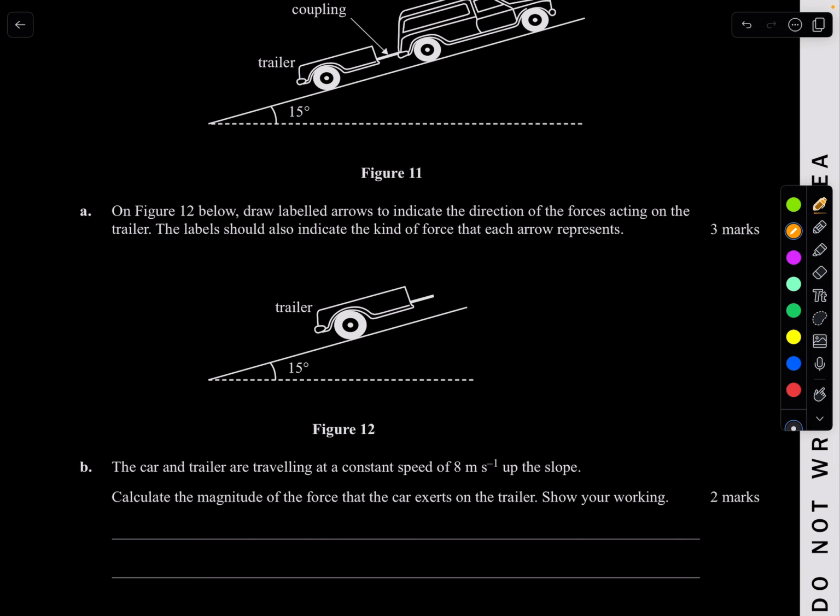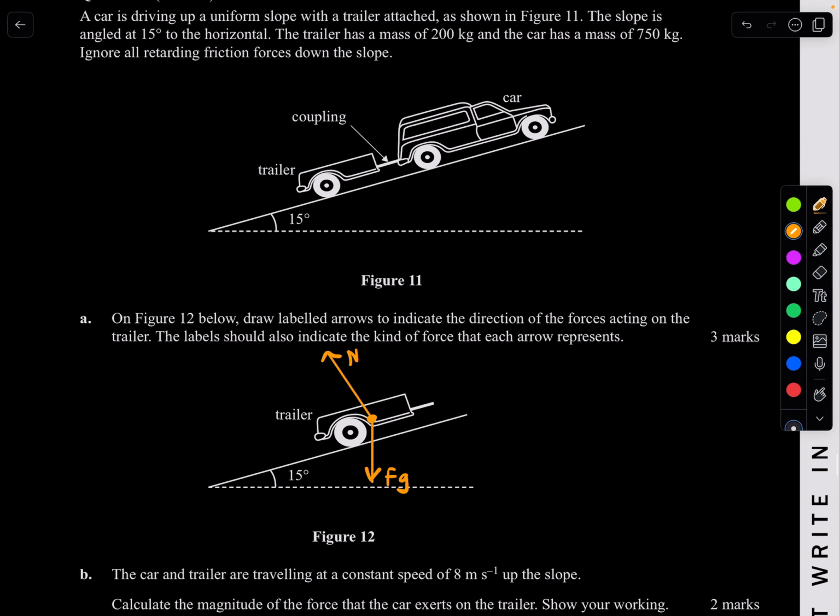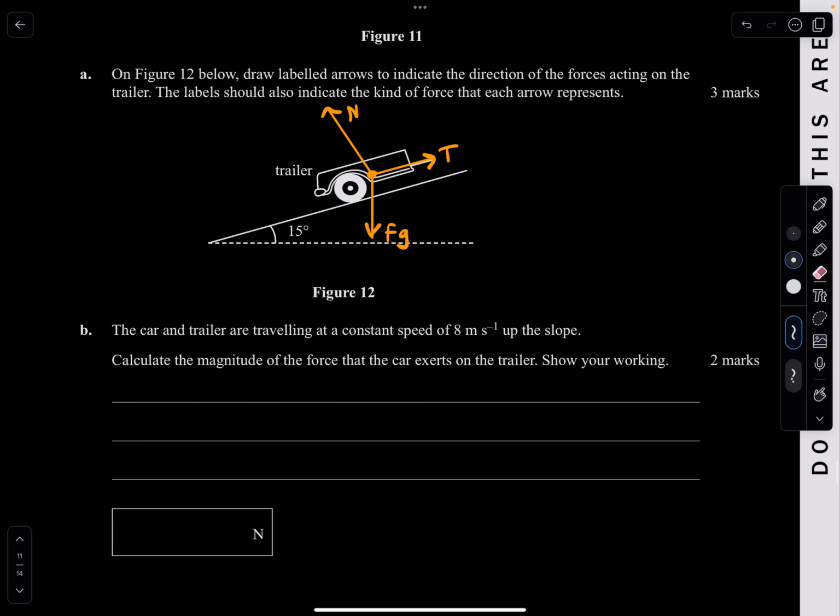Especially this first question, that is pretty much just labeling the forces. So we know there's going to be, of course, a force of gravity that acts vertically downwards. So your force of gravity. And of course, we're going to have a normal reaction force acting perpendicular, so N, we'll call it. Because it's 3 marks, we also need to include a tension force. Remember, there's going to be tension here, going towards the car. So we also have a tension force. I think these are the only 3 forces that you need to label.